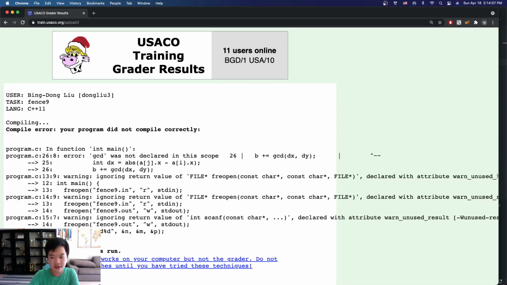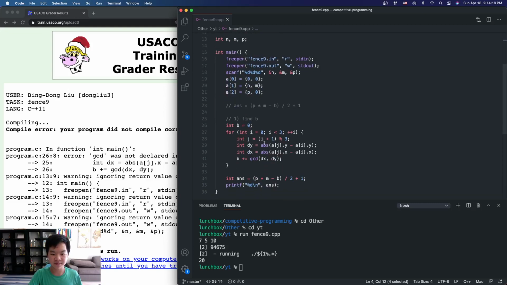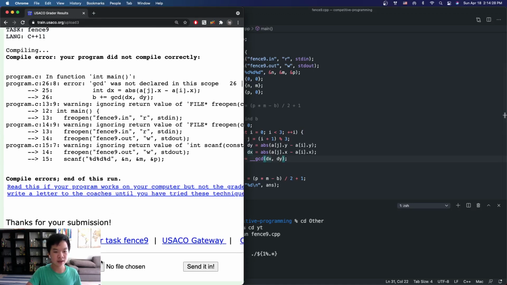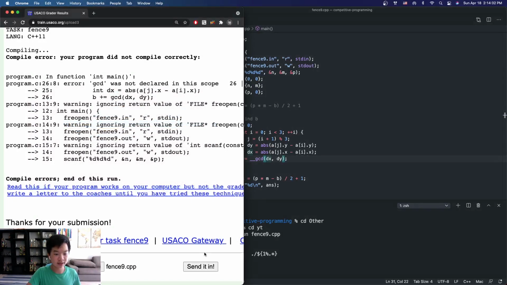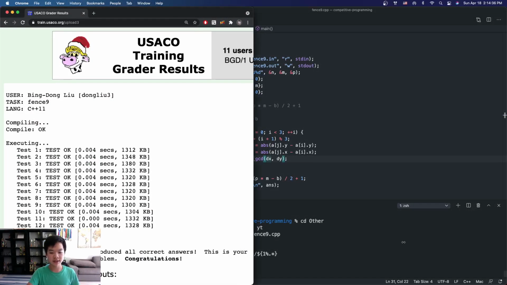Oh yeah, I forgot. Over here I'm compiling with C++ 17, but the training server only supports C++ 11, so the functions are a bit different. We just need to add these double underscores over here. All right, okay, that's fine. So everything is correct.